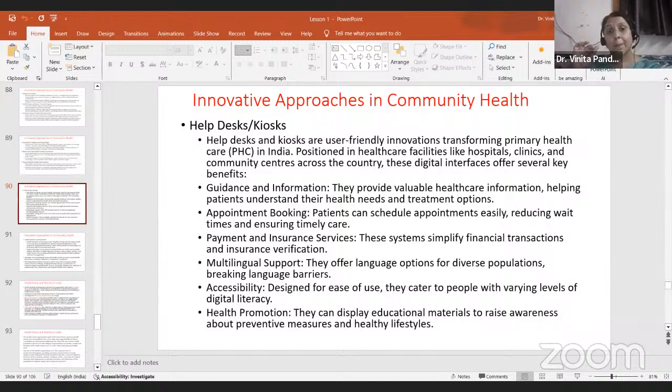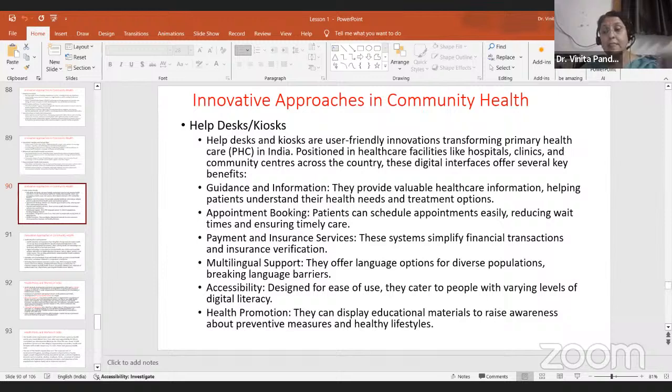So now one more approach with regard to how innovation is becoming part of community health is help desks. Okay, so help desks and kiosks are user-friendly innovations transforming primary healthcare in India. Positioned in healthcare facilities like hospitals, clinics, and community centers across the country, these digital interfaces offer several key benefits. So there is a help desk. Okay, so with these help desks, or what you call kiosks, they can play a very, very important role in this.